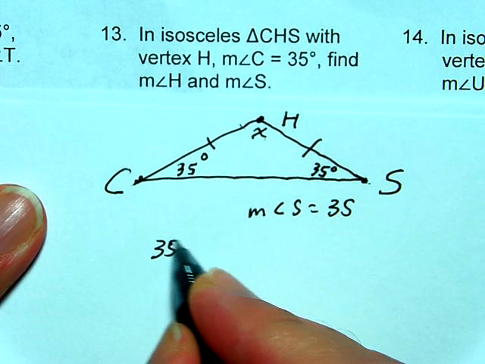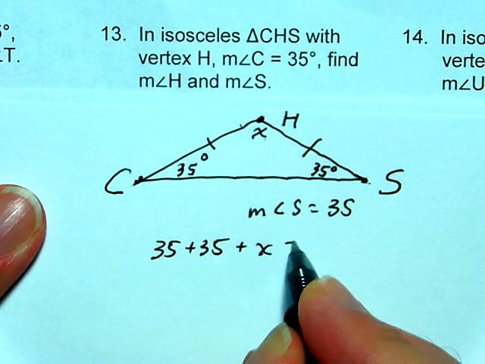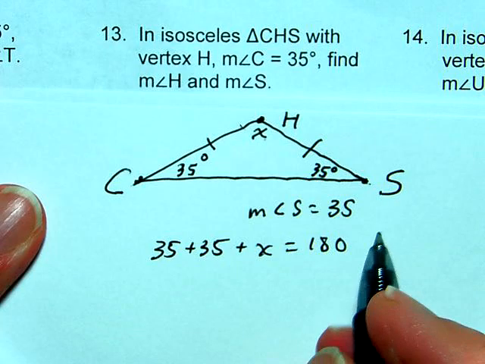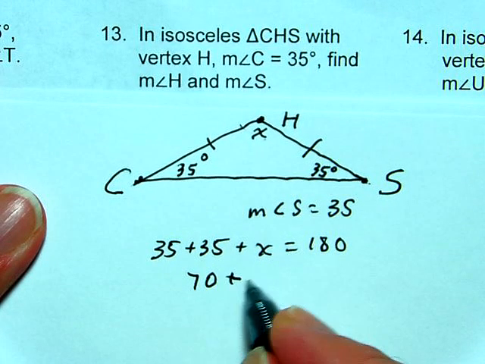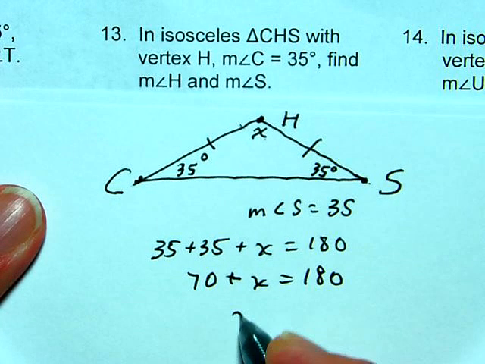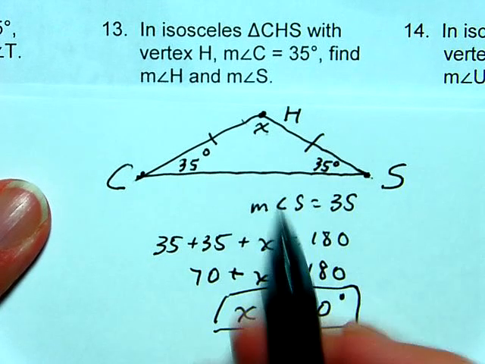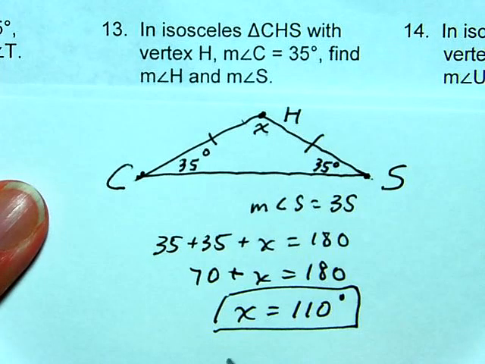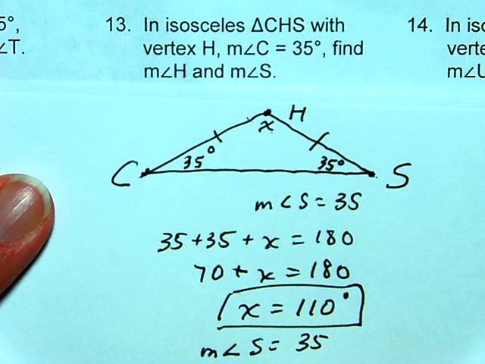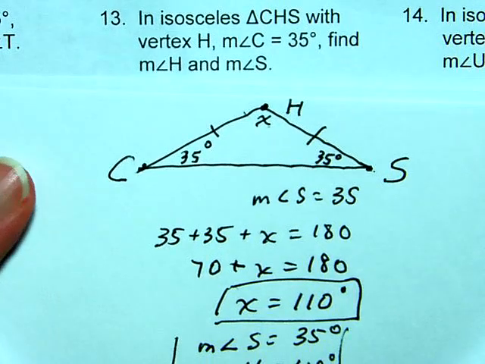So 35 plus 35 plus X equals 180 degrees. This is 70 plus X is equal to 180. X is equal to 110. So it's really not X we're solving for. The measure of angle S we said is 35. And the measure of angle H, which was X, is 110 degrees. So these are our two solutions to this problem.